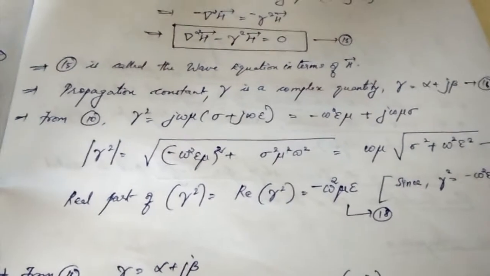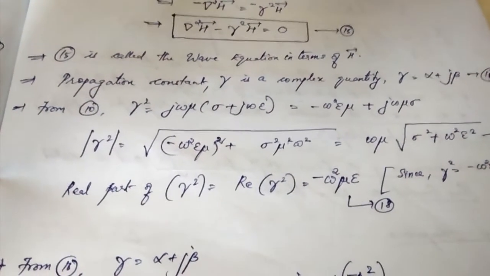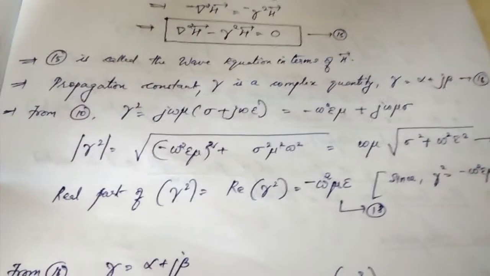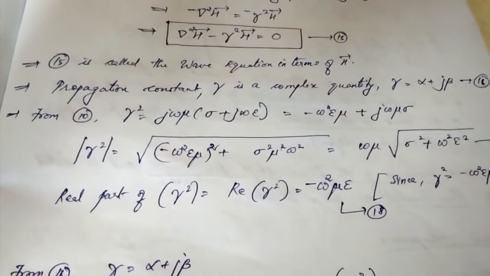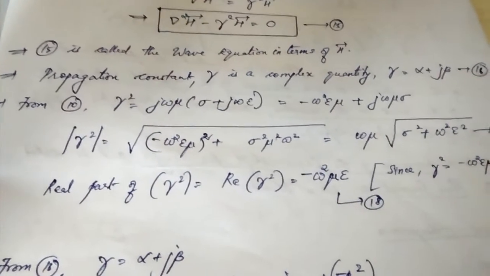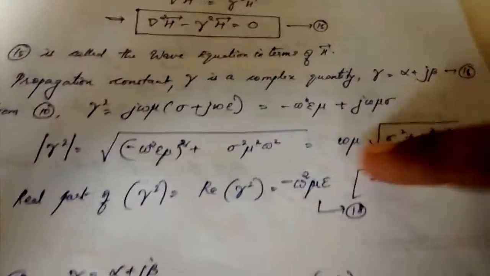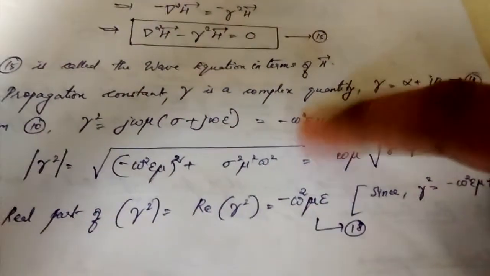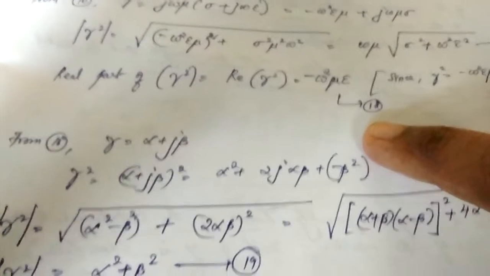Or also you can simplify, directly find out the real part of gamma square. How? Gamma square is equal to j omega mu into sigma plus j omega epsilon. Open the brackets, so you get j into sigma omega mu plus j square omega square epsilon mu. So this j square is nothing but minus 1. So you get minus omega square epsilon mu plus j omega mu sigma. So from this, what is the real part? The real part of gamma square will be this term alone. That is why we write the real part of gamma square is equal to minus omega square mu epsilon. Mark it as equation number 18.